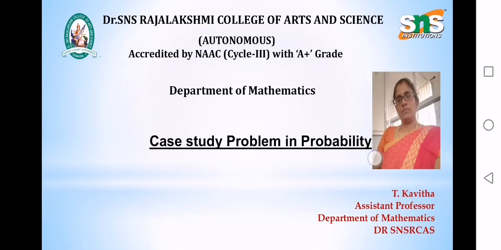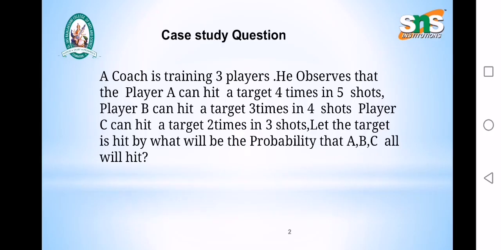Now we are going to see the problem. A coach is training 3 players. He observes that player A can hit a target 4 times in 5 shots. Player B can hit a target 3 times in 4 shots. Player C can hit a target 2 times in 3 shots. Let the target be hit by them. What will be the probability that A, B, C all will hit?